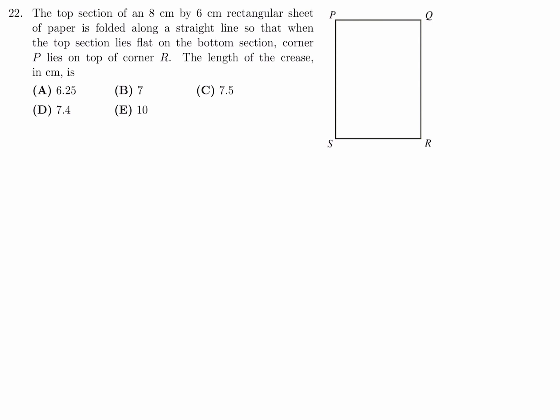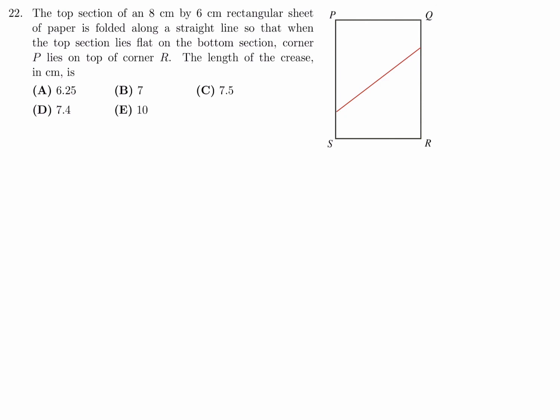The top section of an 8 by 6 centimeter rectangular sheet of paper is folded along a straight line so that when the top section lies flat on the bottom section, corner P lies on top of corner R. The length of the crease in centimeters is... Well, perfectly allowable. Take out a piece of paper and make that fold, and you'll be able to see the crease. And then once you have the crease, we can move forward with the question. When you make that crease, it will be something like this. That crease will be approximately something that looks like that.